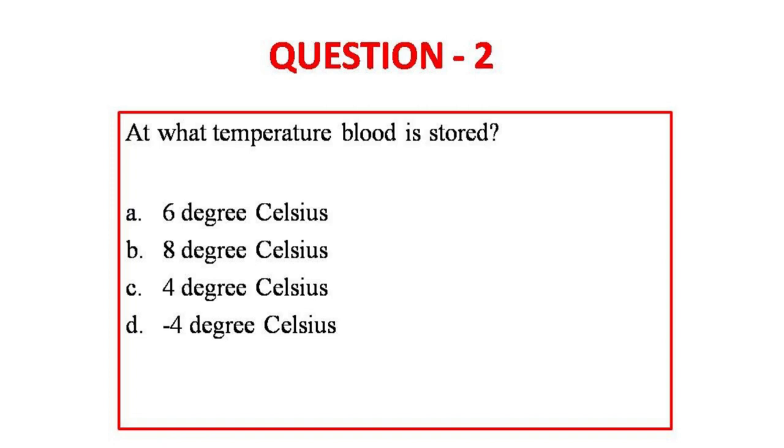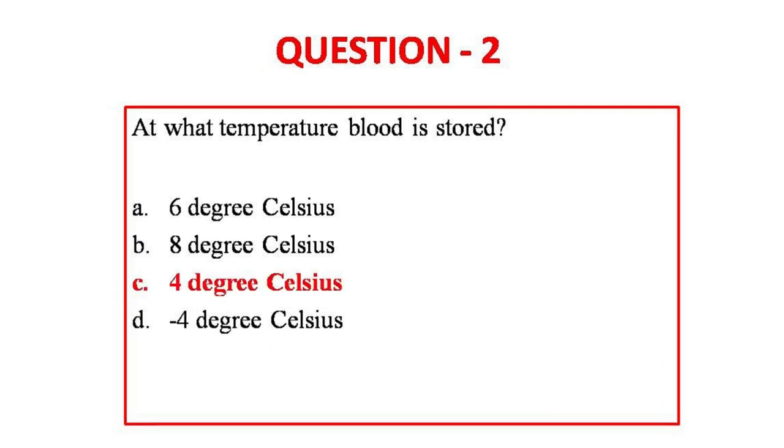So moving on to question 2. At what temperature blood is stored? They have given us 4 options: 6 degrees Celsius, 8 degrees Celsius, 4 degrees Celsius and minus 4 degrees Celsius. The answer is 4 degrees Celsius. You should first know whether it's going to be in the minus range or in the plus range. Okay, so here the answer is 4 degrees Celsius.